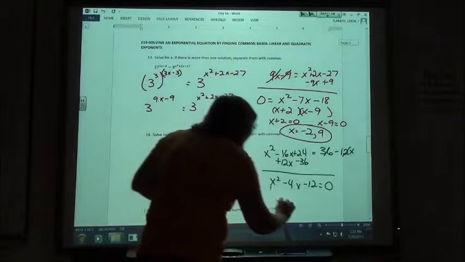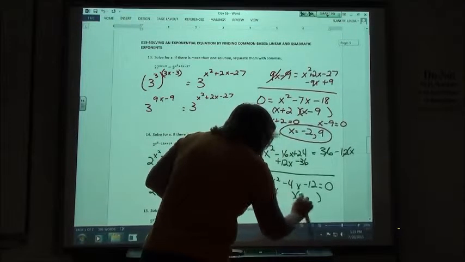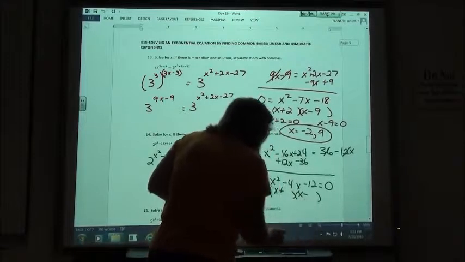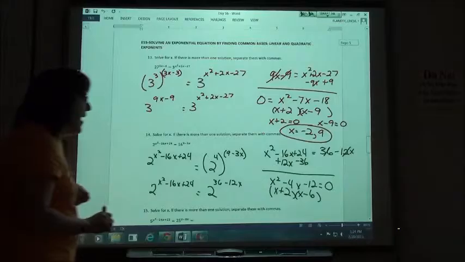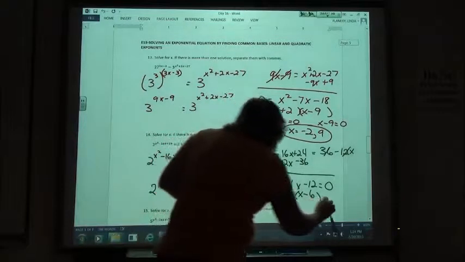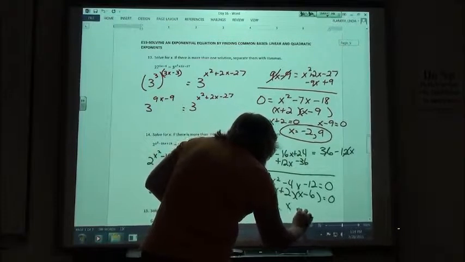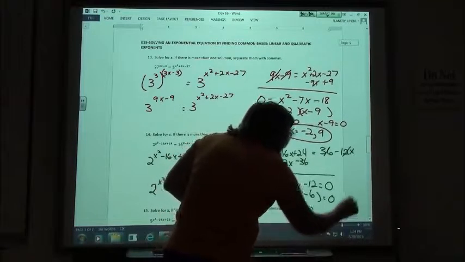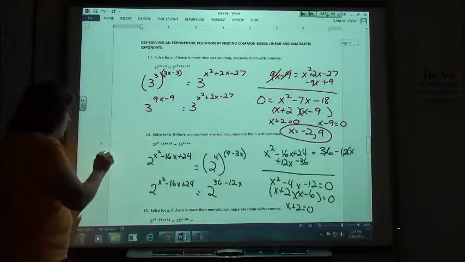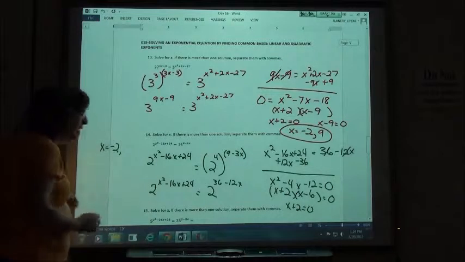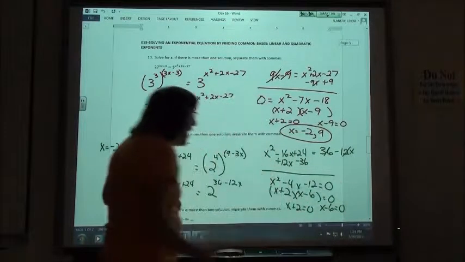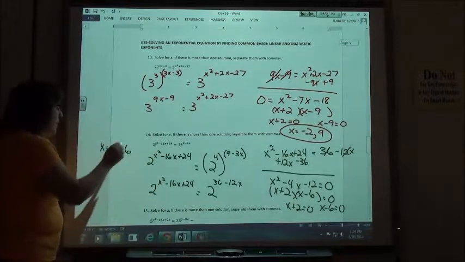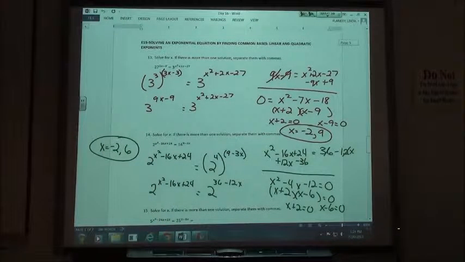And factoring. x and x, a plus and a minus, and I'd have to have a minus 6 and a plus 2 to add up to minus 4. So if x plus 2 equals 0, I'm going to write it over here. I get a negative 2 answer. If x minus 6 equals 0, I got to add my 6, so I get a positive 6 answer. So I get x equals negative 2 or positive 6.